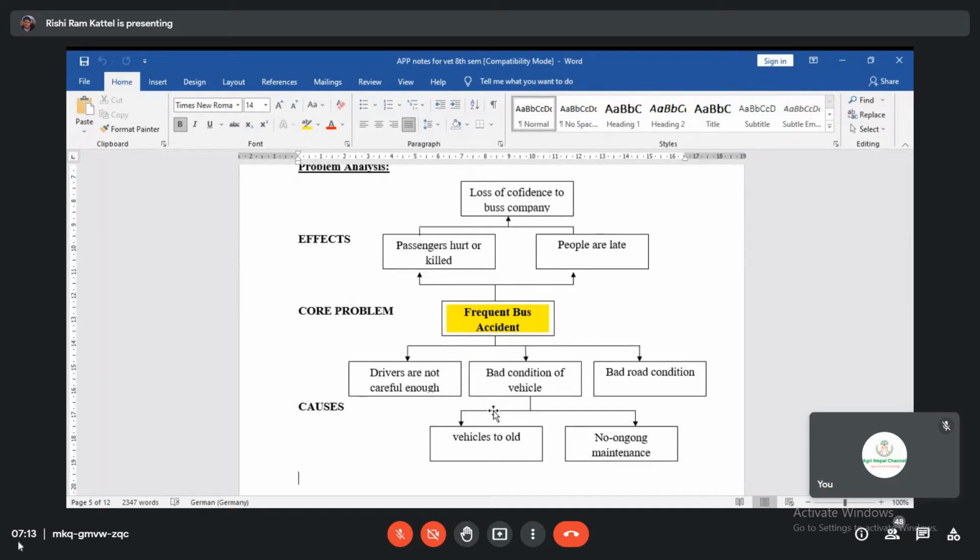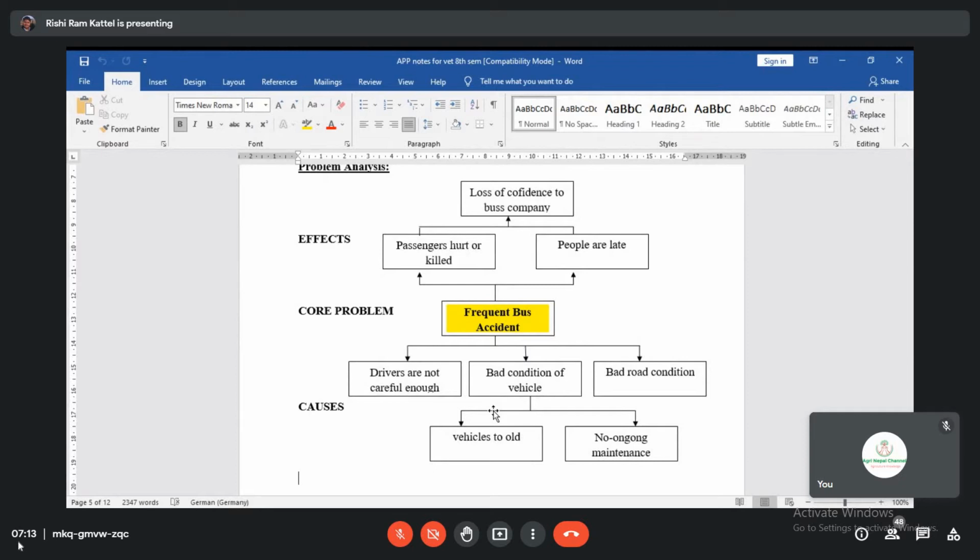There are three major causes: drivers are not enough, bad condition of vehicles, and bad road condition. Then you have to find out the sub-causes of each. For example, bad condition of vehicles is due to vehicles being too old, and another is no ongoing maintenance.